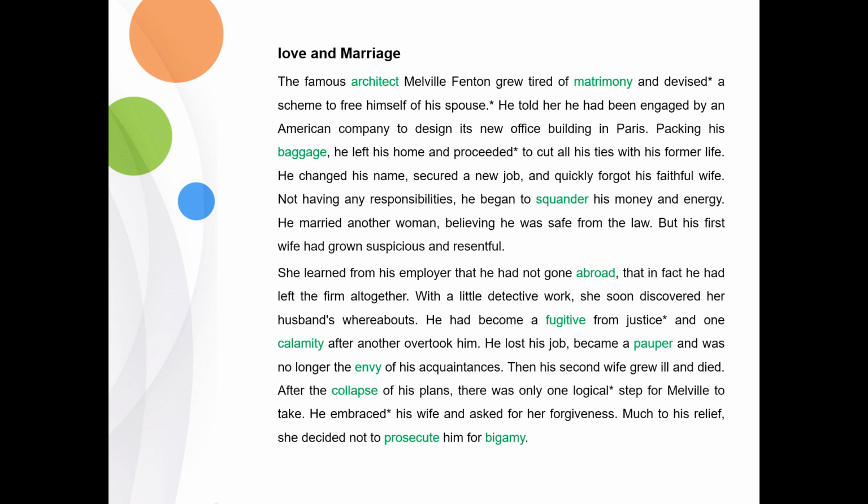After the collapse of his plans, there was only one logical step for Melville to take. He embraced his wife and asked for her forgiveness. Much to his relief, she decided not to prosecute him for bigamy.